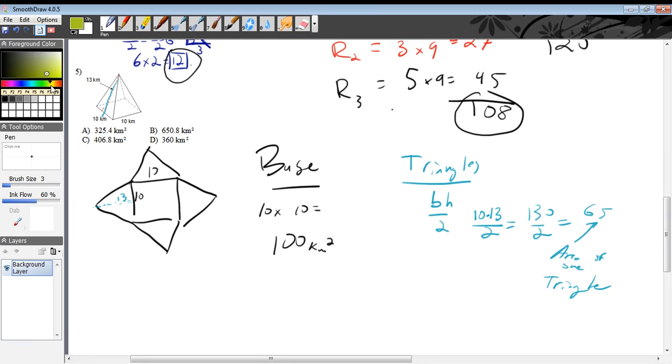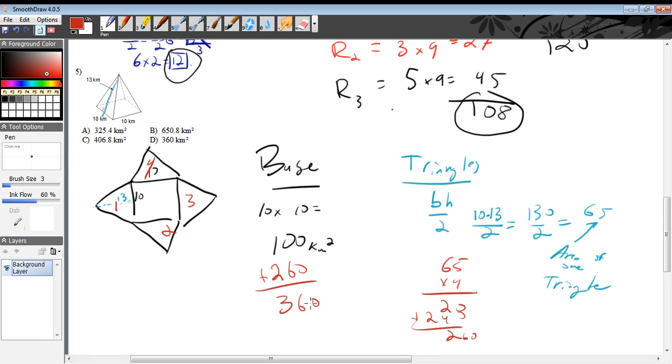Now all I need to do is multiply 65 times 4 because there's 1, 2, 3, 4 triangles. 6 times 4 is 24, so 65 times 4 is 260. All I need to do now is add 260 plus 100, which is equal to 360 kilometers squared.